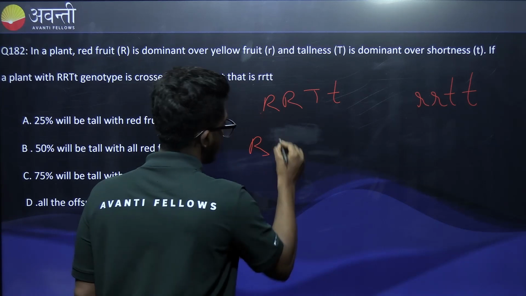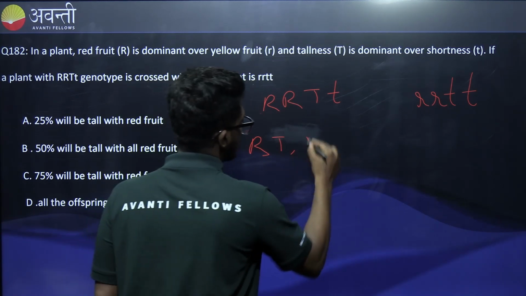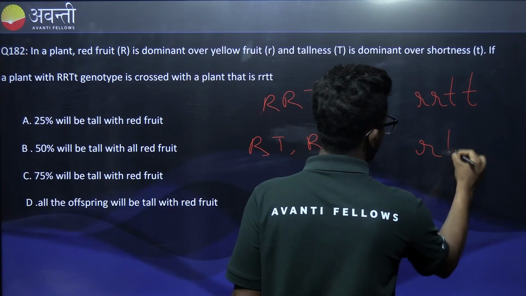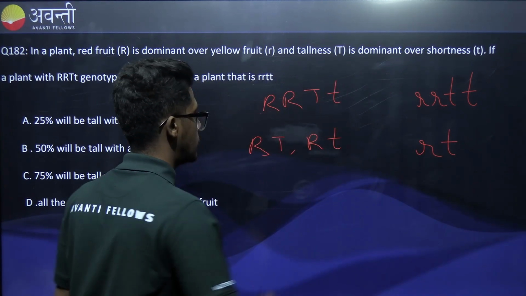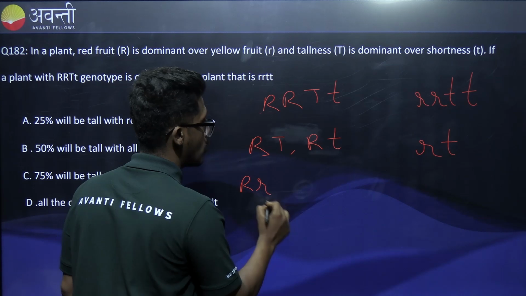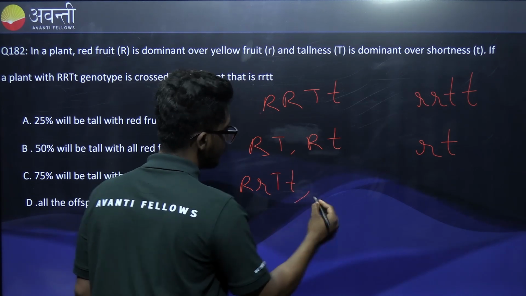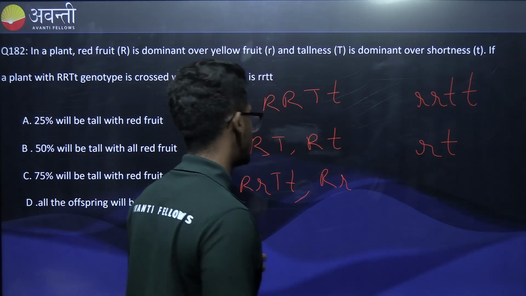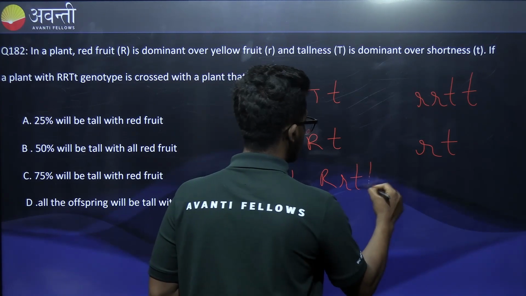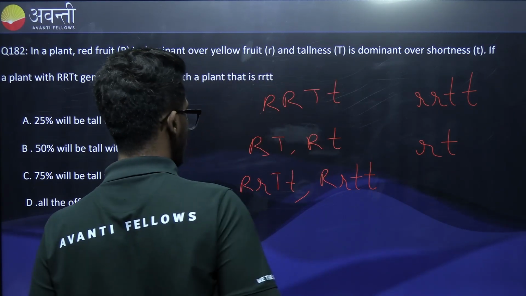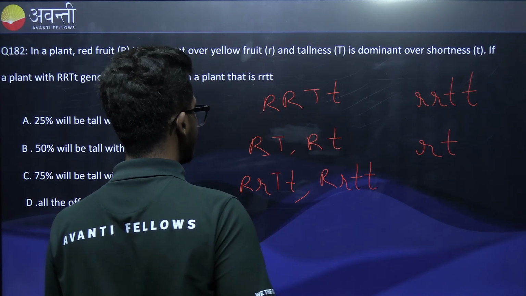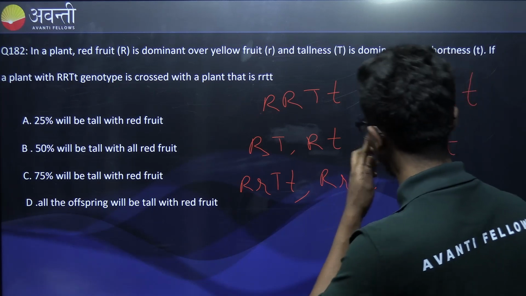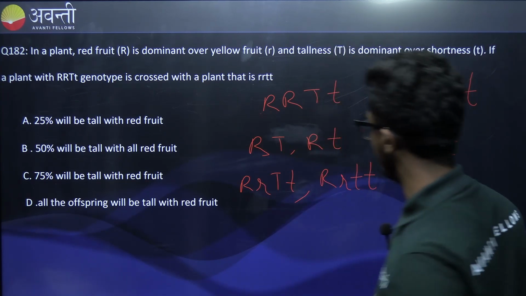Capital R, capital T is one type of gamete. Capital R, small t is another type of gamete. Small r, small t is the other type of gamete. So when they reproduce, what do we have? Capital R, small r, capital T, small t, and capital R, small r, small t, small t. So these are the possibilities in which we can get.